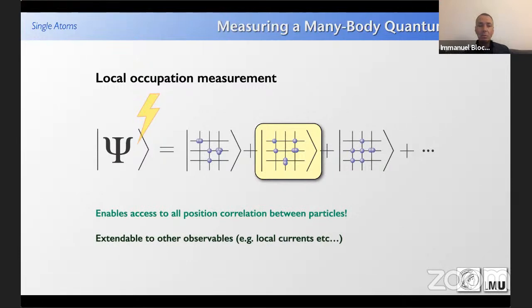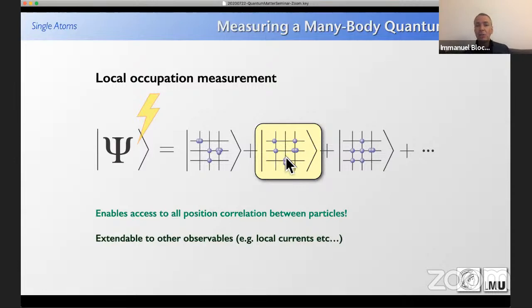And at the end of the day, what we get is probability distributions of those configurations. And those allow us basically to access non-local correlation functions beyond what is typically available in standard condensed matter experiments.